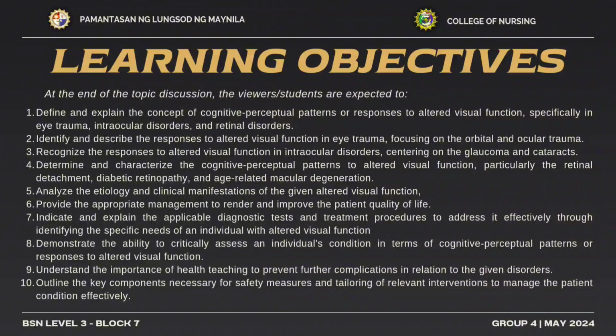Then, we shall analyze the etiology and clinical manifestations of the given altered visual function. Next is to provide the appropriate management to improve the patient's quality of life. Then, we also have to indicate and explain the applicable diagnostic tests and treatment procedures to address it effectively through identifying the specific needs of an individual with altered visual function. We also have to demonstrate the ability to critically assess an individual's condition in terms of cognitive perceptual patterns or responses to altered visual function.